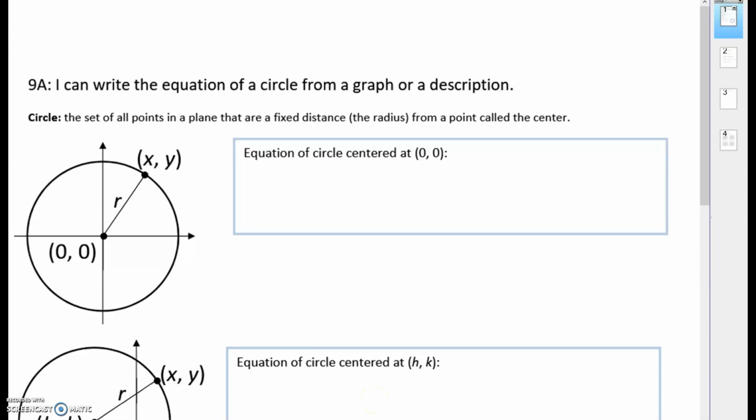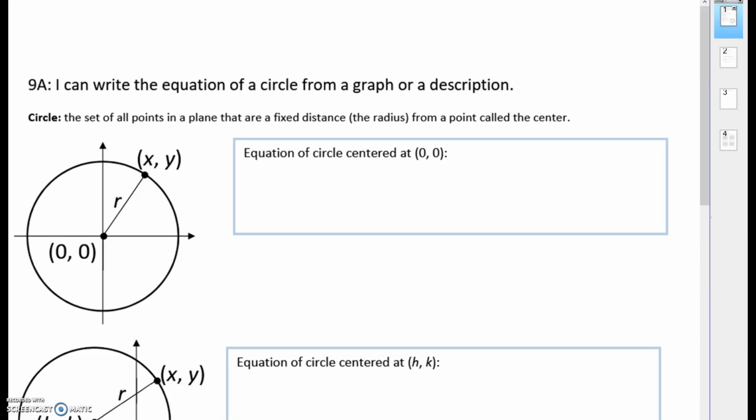I can write the equation of a circle from a graph or description. First of all, we have a formal description of a circle. A circle is the set of all points in a plane that are a fixed distance, the radius, from a point called the center. So the ring itself that's created is a circle.